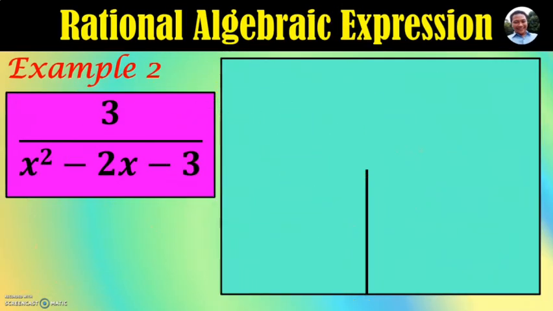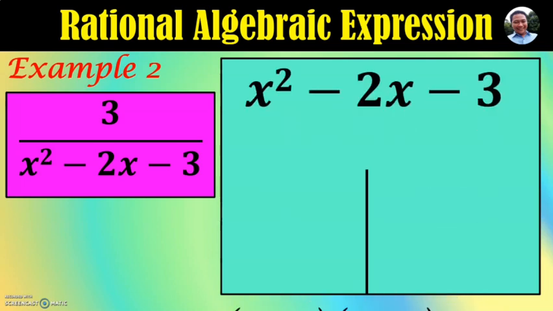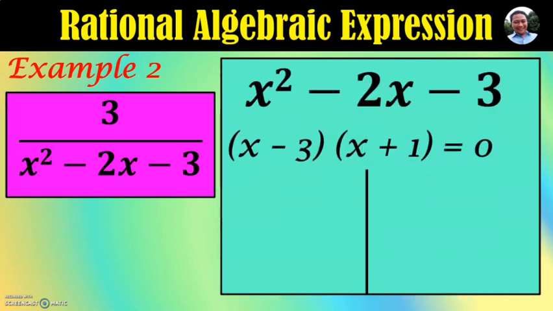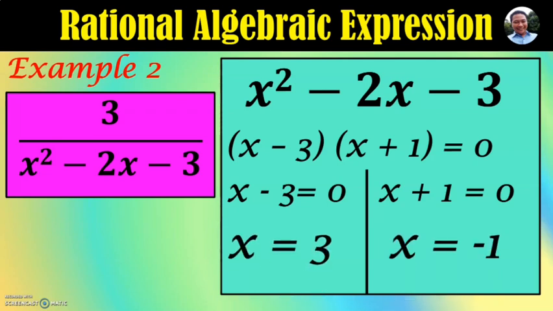How about this? What is the replacement value of the variable given the denominator x squared minus 2x minus 3? By factoring, we come up with the factors x minus 3 multiplied by x plus 1. So we equate both factors to 0. X minus 3 equals 0, x plus 1 is equal to 0. Transpose negative 3 to the other side of the equation, same with positive 1. Then we have x is equal to 3 and x is equal to negative 1. So the replacement values of the variable are 3 and negative 1.